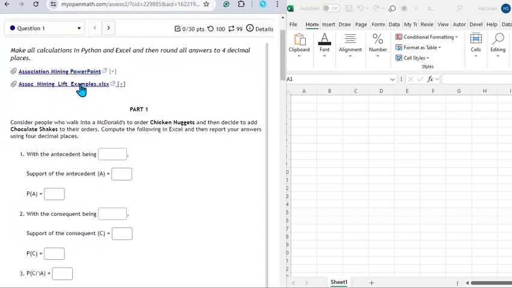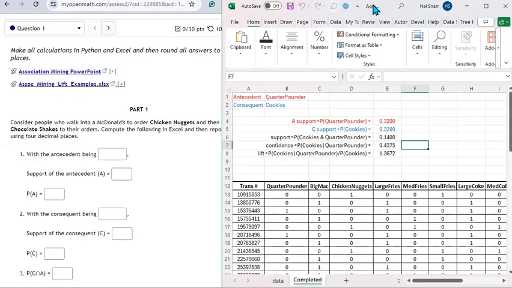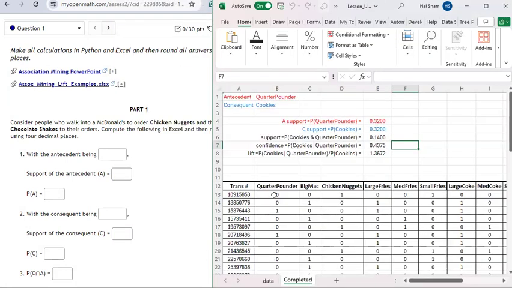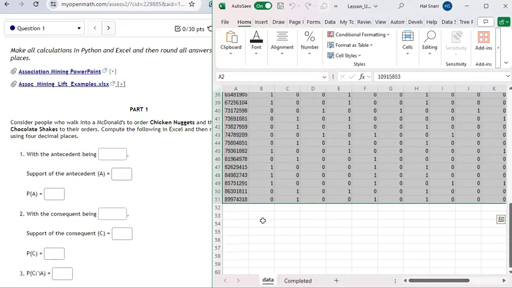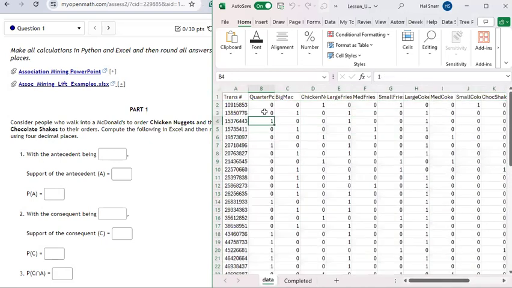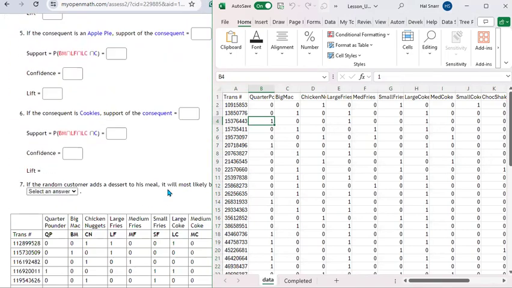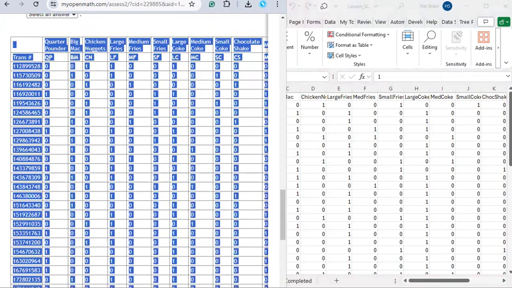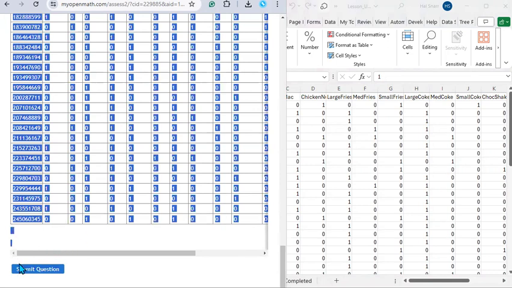Now, before we proceed, we're going to download this file. I want to name it lesson_unit 5, and then use your last name there. Now, the data here is not the data we're going to use to answer these questions. To get the correct data for this problem, you need to scroll to the bottom of this problem and grab it from the table. Everybody's going to have a different data set. Everybody has different answers.